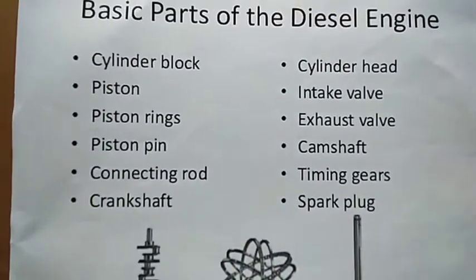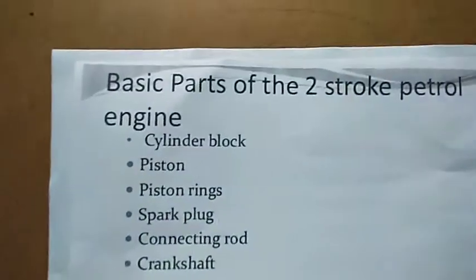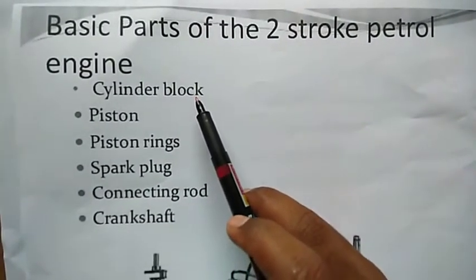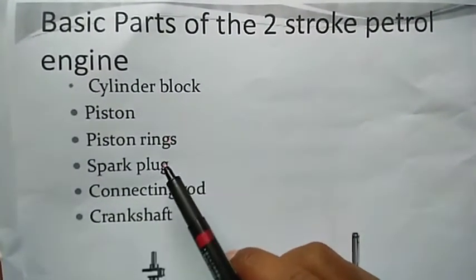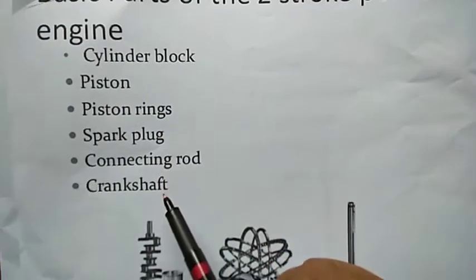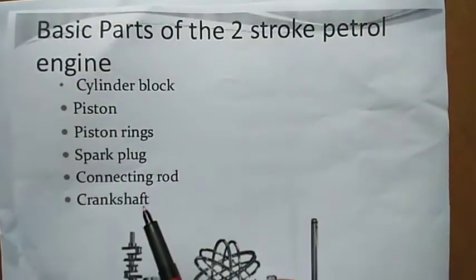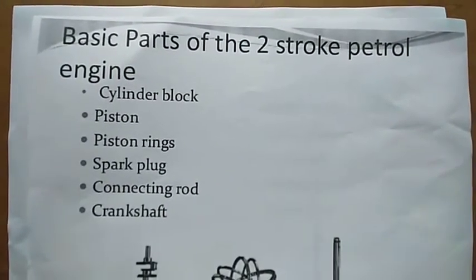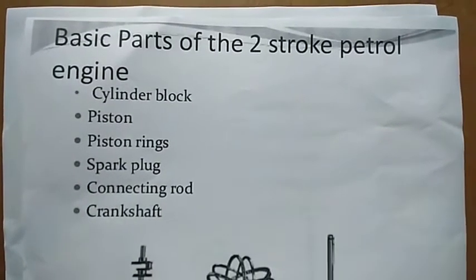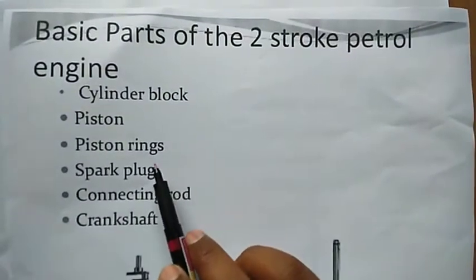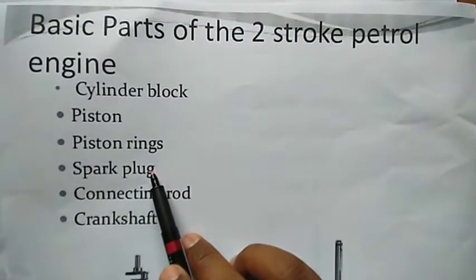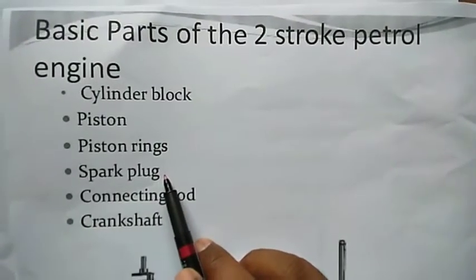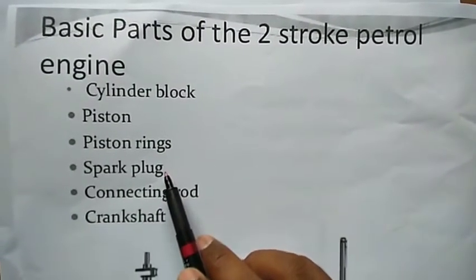And the next topic is basic parts of the 2-stroke engine. See here, the basic parts of the 2-stroke engine are cylinder block, piston rings, spark plug, connecting rod, and crankshaft. So these are the basic parts of the two-stroke petrol engine or two-stroke diesel engine, whatever it is. In a petrol engine we will have a spark plug, and in a diesel engine, instead of a spark plug, we will have a fuel injector. So this is the main difference between a petrol engine and a diesel engine.